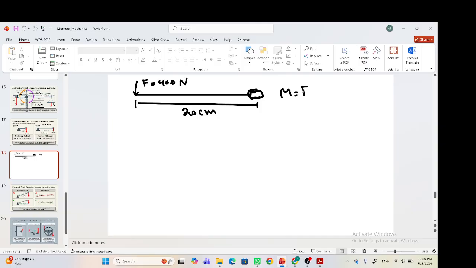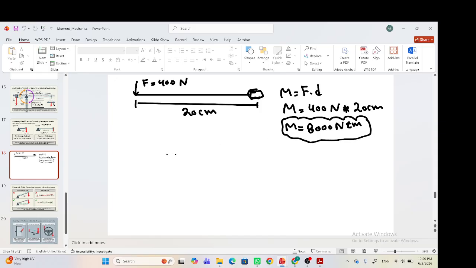Moment is equal to F multiplied by D. F is 400 newtons multiplied by, how much is the distance? Distance is 20 centimeters. Now if we count 400 multiplied by 20, it will be equal to 8,000 newton centimeters. Okay, so this is the moment.